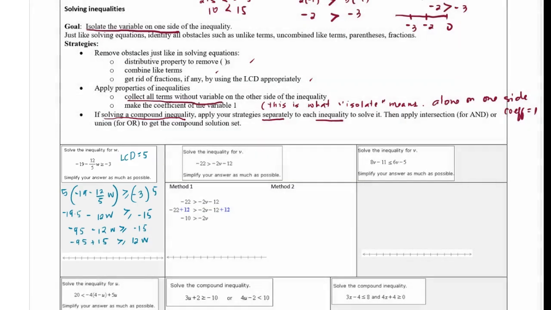The main obstacle in solving this inequality for W is the fraction. So we get the LCD, which is 5, and multiply both sides of the inequality by 5. A good strategy is not to allow negative coefficients with a variable, so I moved it to the right-hand side.